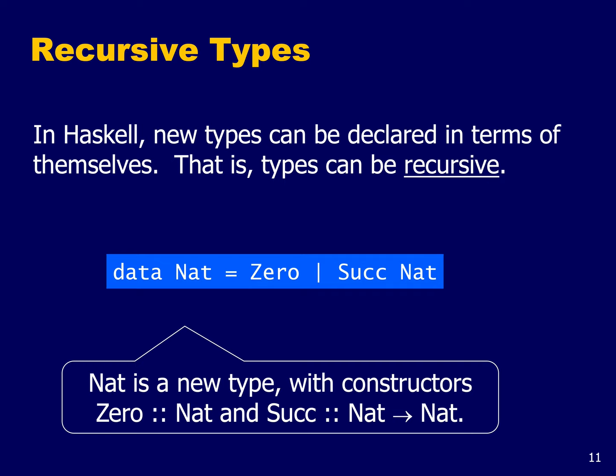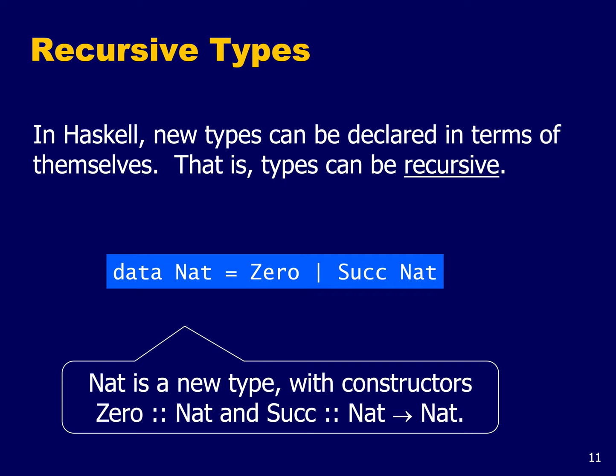So what we're going to look at now is the idea of recursive types. And the idea is a simple one. New types can be declared in terms of themselves. So in other words, types can be recursive. So what I've given you in the blue box here is the kind of simplest example that I could think of a useful recursive data type.